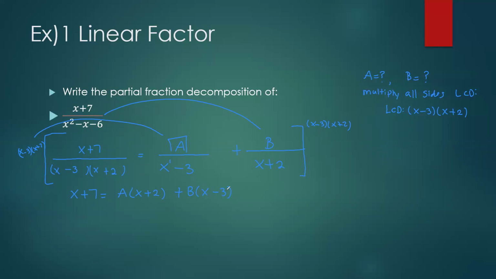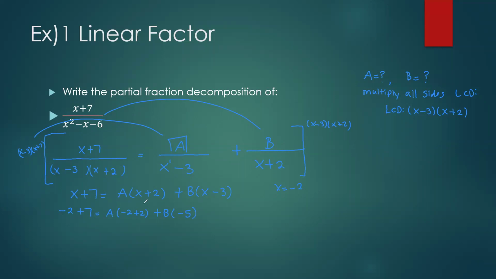Okay, so the next step is we have to figure out our a and our b. So what you can do is plug in a value for x and then simplify. I'm going to plug in x equals -2, because if I plug it in here, this cancels, and we want something to cancel. So let's plug in x equals -2. This would be -2 plus 7. This would be -2 plus 2. And then this is -2 minus 3, which is -5.